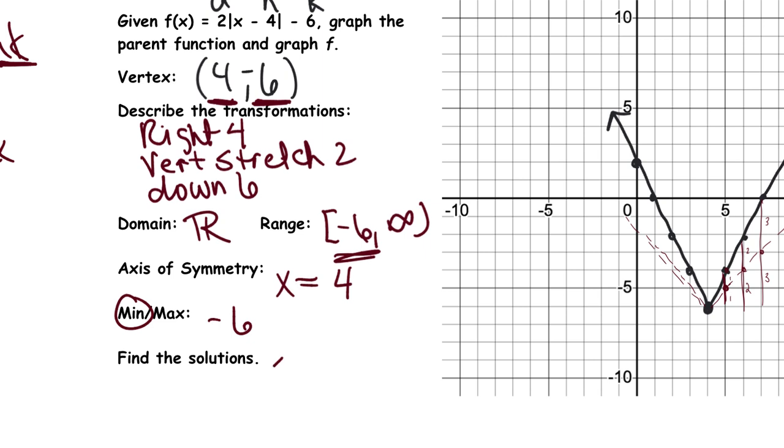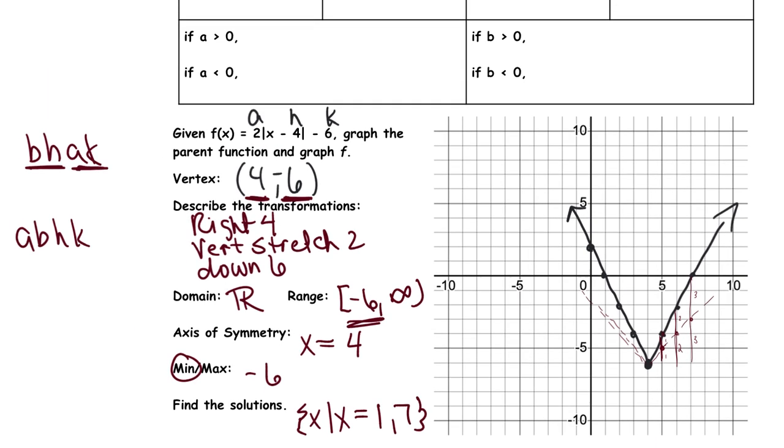Now it wants me to find the solutions. There are 2 solutions, so I'm going to do set builder notation for good practice. X such that X equals what? Love it. Awesome job. Because our solutions are where it crosses the x-axis, unless it gives us some other y value. We okay with that? Yes.